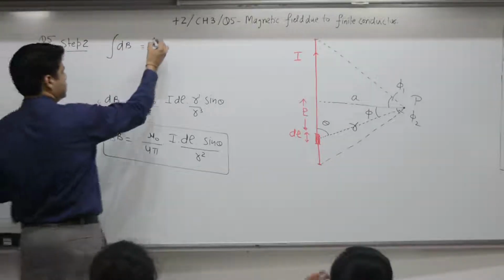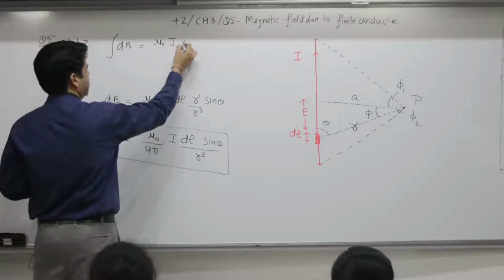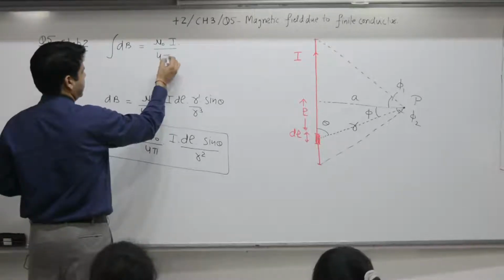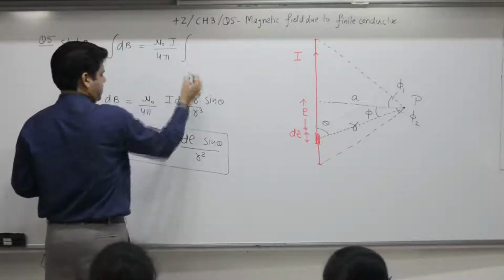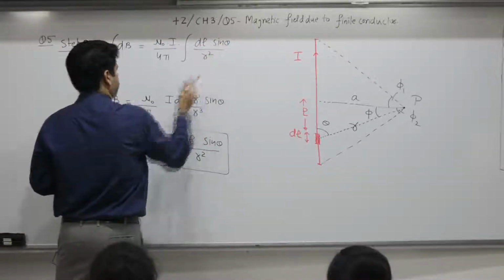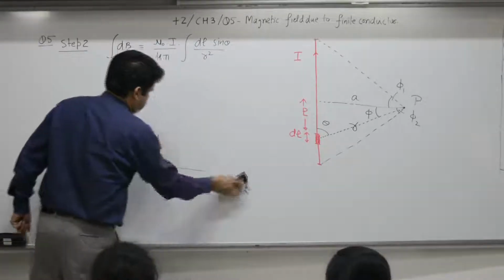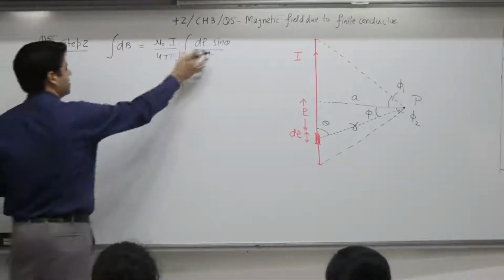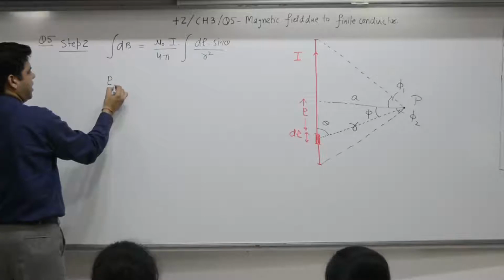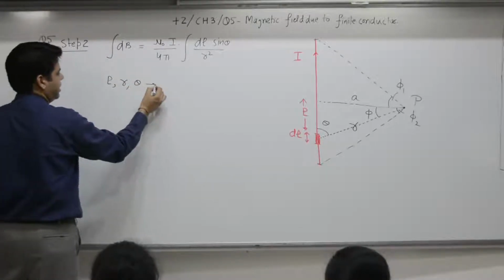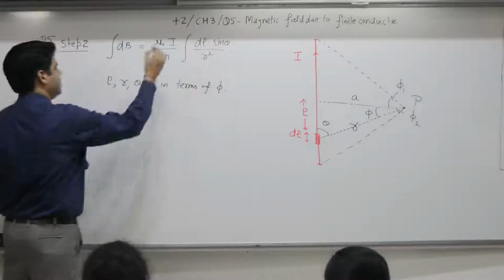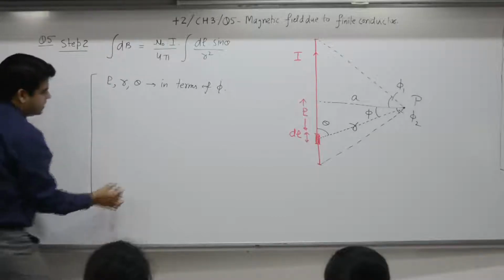Fine, we can write mu naught I by 4 pi. These are constants, but dl sin theta and r square are not. So before we proceed further, in between the two, you have to find out L, R and theta in terms of phi. Then we will go for integration.